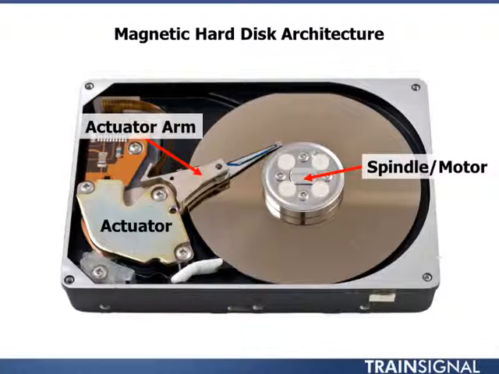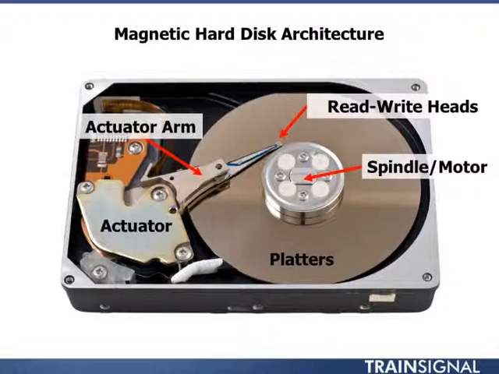Next, you have the actuator arm, which moves across the disk in order to read or write data. Then you have the read-write heads, which are at the very end of the actuator arm. They never actually touch the disk, but hover above it and read or write electrical pulses, in this case, magnetic pulses. And then, of course, you have the platters. The platters are the disk surface itself, which has a number of different types of materials in order to be magnetized in read and write operations.